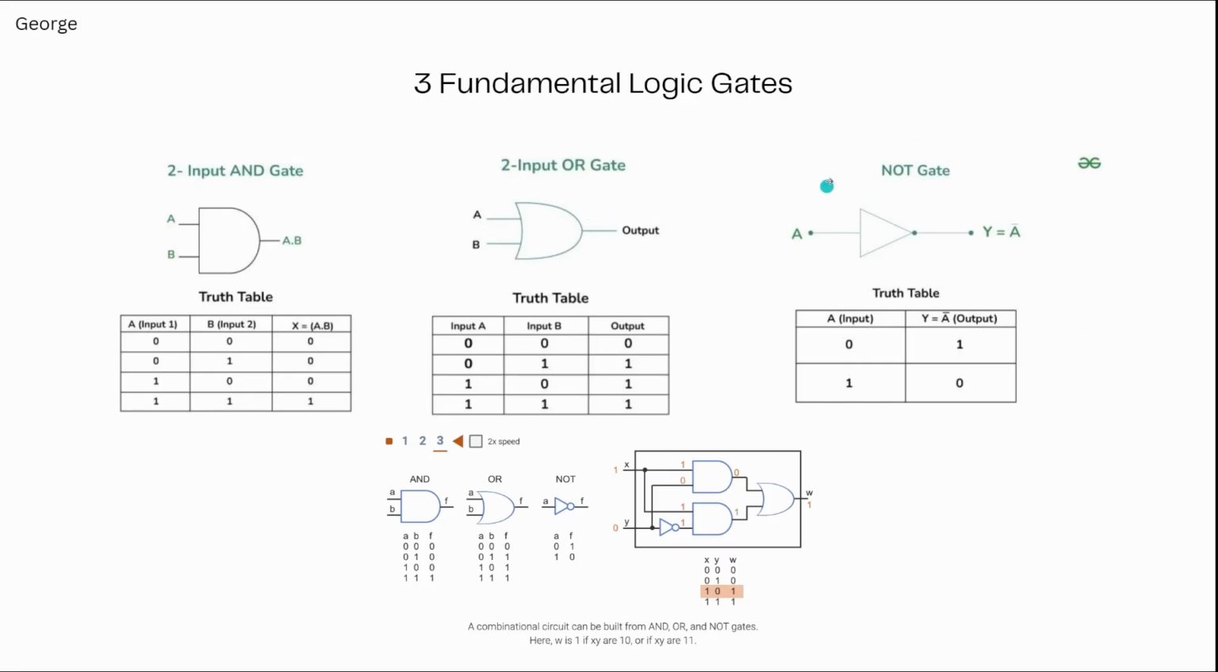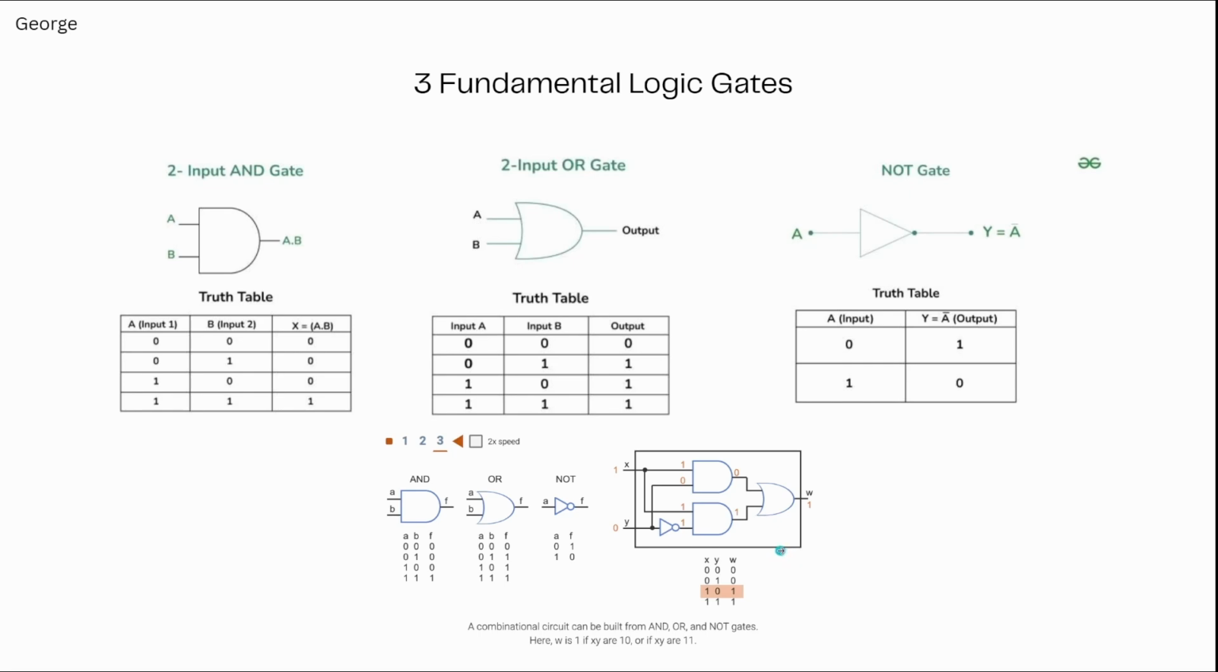And lastly, we have the NOT gate. The NOT gate pretty much just flips the input. So if you input a 0, you get a 1. And if you input a 1, you get a 0. Pretty much just flips it and gives you the opposite. When you connect all these gates together, you get something called a combinational circuit.